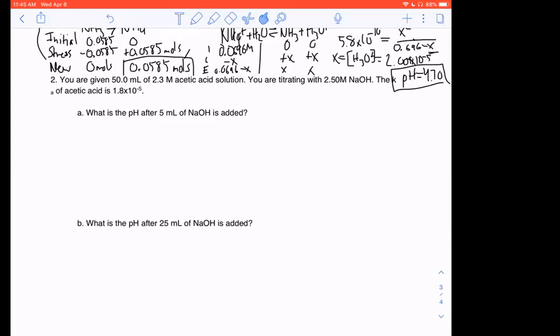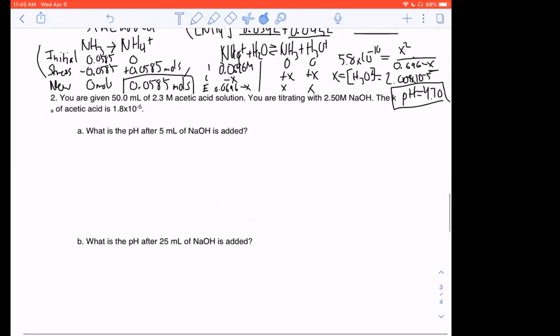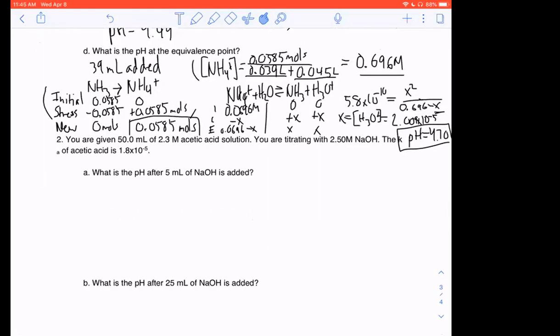I will also post the answer key to this as soon as we're done here. If you'd like to stick around, give this second problem a try. It's very similar steps to the last one. The only difference is I didn't guide you through quite as much, because I just asked for certain volumes added, so you'll have to figure out where you are in the problem. And it's the other way around: a weak acid with a strong base. But as I said, you're free to go and check this later if you'd like.